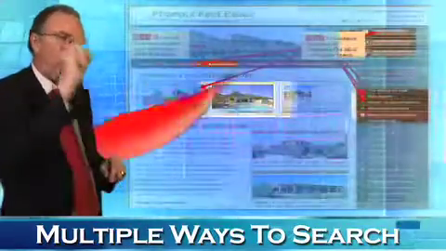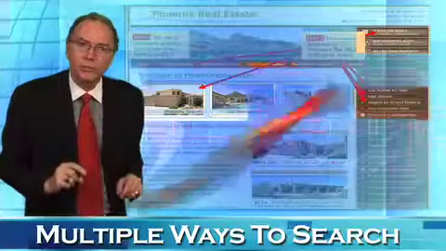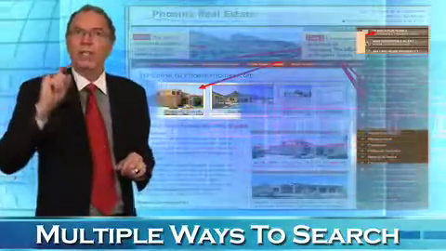There's not just one way, there's like 5 or 6 different ways that I can search the MLS on this site. If I don't find it by the text, I can find it by graphics, I can find it by schools, I can find it by a map, I can find it a number of different ways. So they're not going to let me get away with not being able to find the MLS.